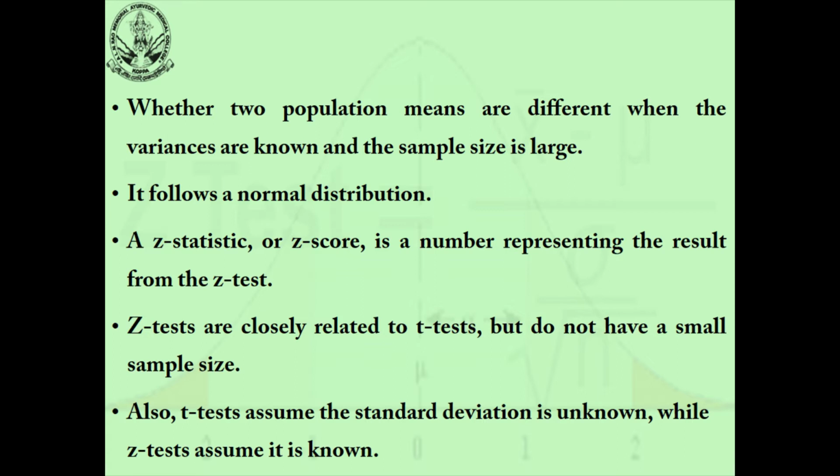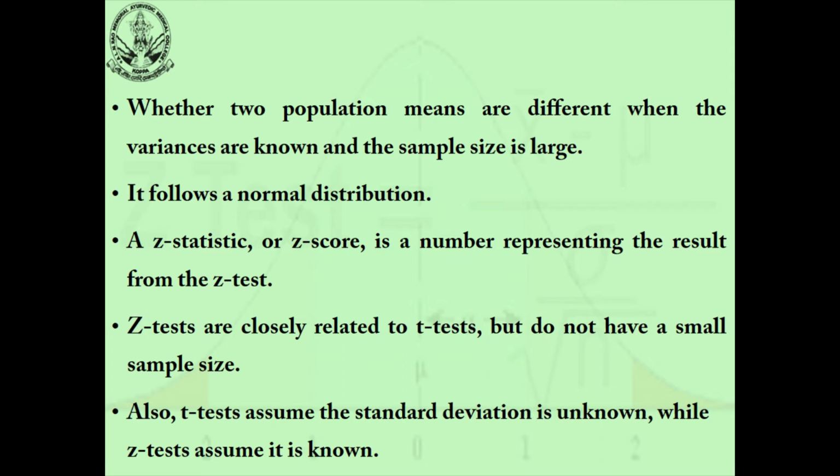Then G tests are closely related to T tests, but T tests are best performed when an experiment has a small sample size, usually 30 or less. Also, T tests assume the standard deviation is unknown for the population, while G tests assume it is known. So these are what you will find when we are performing a G test, and you can also find out what the differences between G test and T test are.